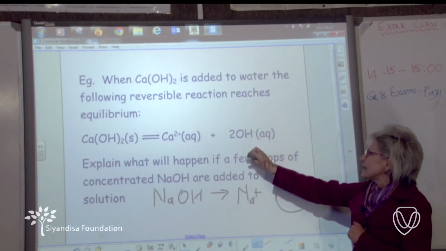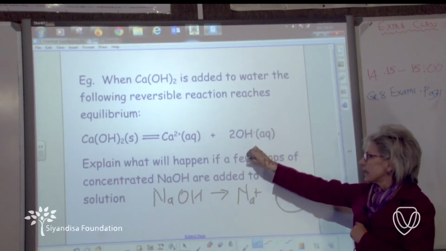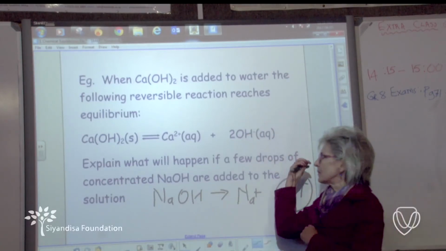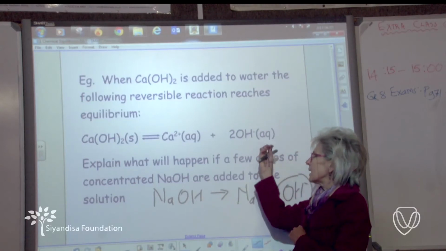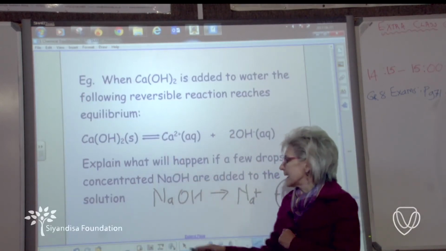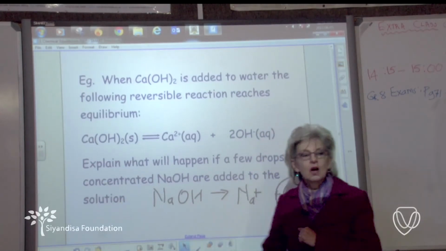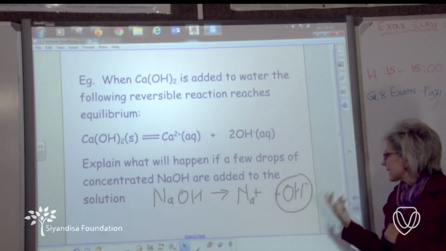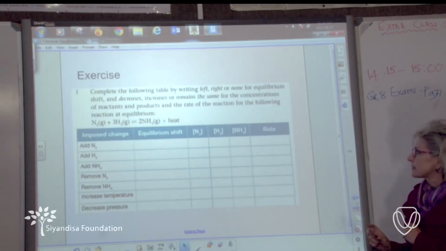So by Le Chatelier's principle, to get rid of the extra hydroxide ions, the system is disturbed, and the system will respond by favoring the reaction to the left. And once more, the calcium hydroxide amount will increase, and that would be our visible effect.